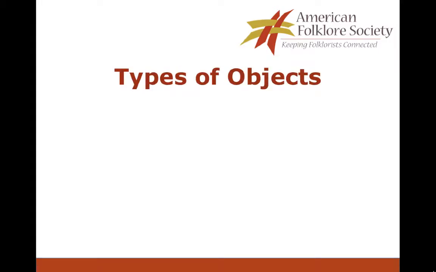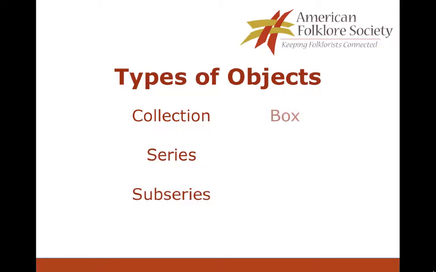To recap, object is the term used in the FCD for the type of database records used to describe archival content. The 6 types of objects: collection, series, subseries, box, folder, and item represent different levels and aspects of archival description. In this video, we'll focus on creating a collection.